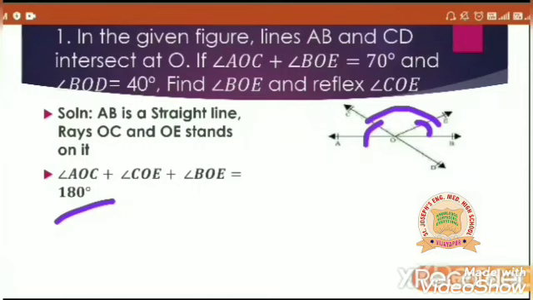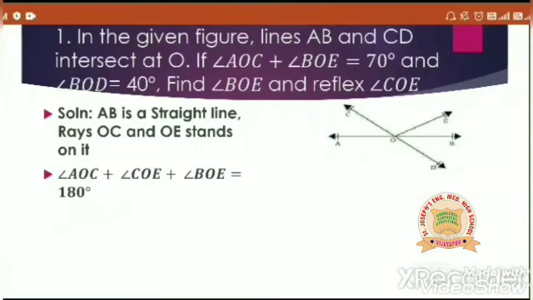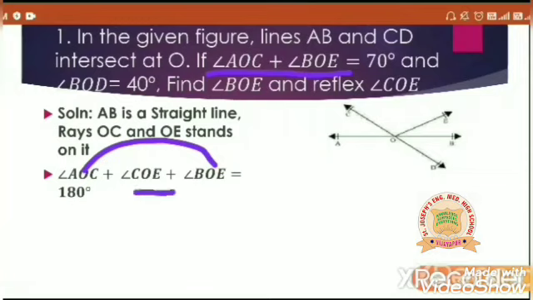Okay, we have got it. So what will be our next step? Just see there. In the given part, angle AOC and BOE are given. If we have got those angles, their sum is 70 degrees, so what is left? Only COE is left. That we are going to find by substituting now.